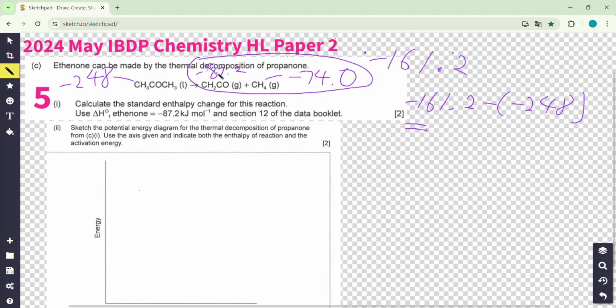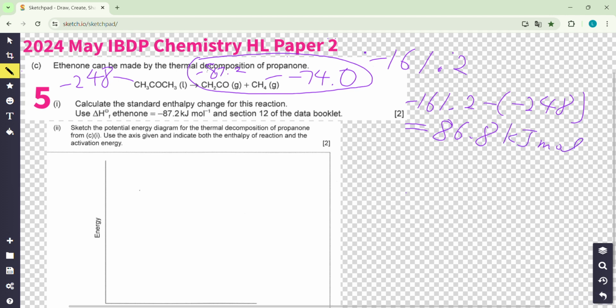Okay, calculation time. Bring out your calculator and get it. Yes, 86.8. Of course, now you need the unit, kilojoule per mole.